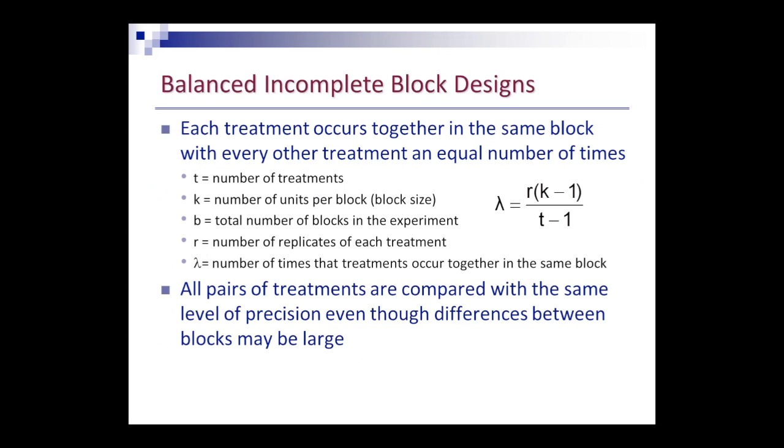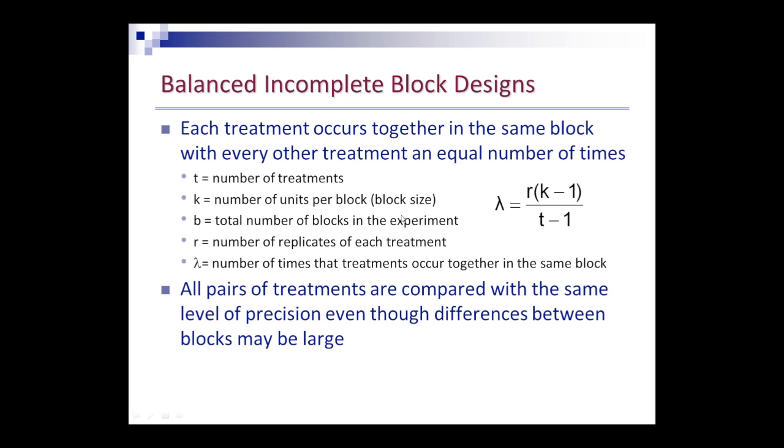So I want to distinguish between balanced incomplete blocks and partially balanced incomplete block designs. With the balanced incomplete block designs, each treatment occurs together in the same block with every other treatment an equal number of times. So I've shown here some notation that we'll be using throughout the webinar. T represents number of treatments. K is the number of units per block, so that would represent our block size. B is the total number of blocks in the experiment. R is the number of complete replicates of each treatment. And lambda is the number of times that treatments occur together in the same block.